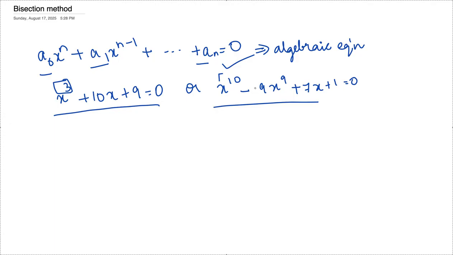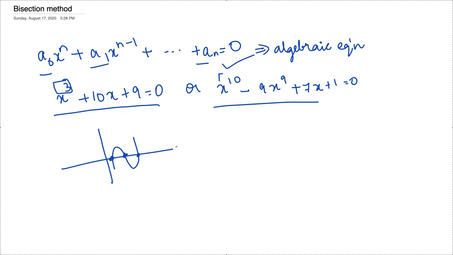Also, we know how to find the roots of these algebraic equations, correct? If it is a quadratic equation, we find the roots in a different way, and if it is a cubic equation, we are already aware of how to find the roots. We also find the roots in a graphical way, right? If it is a cubic equation, wherever the graph intersects the x-axis is nothing but your roots. So we have different ways to find the roots of algebraic equations.